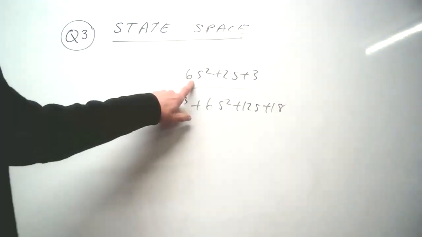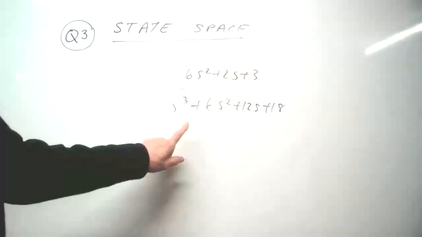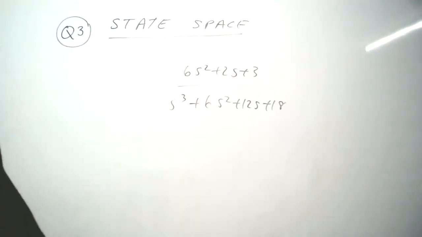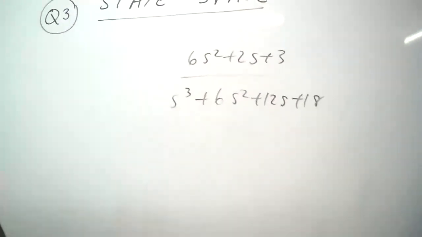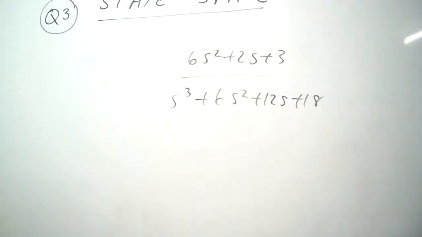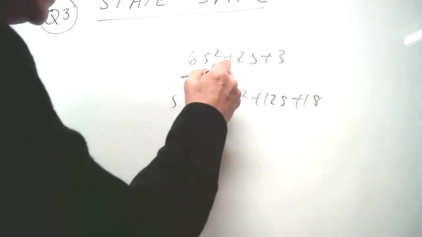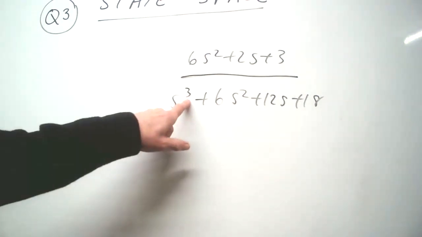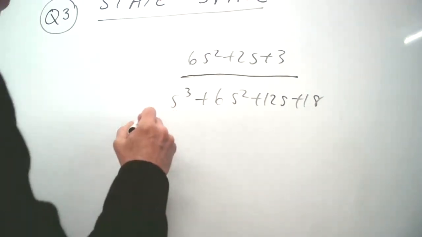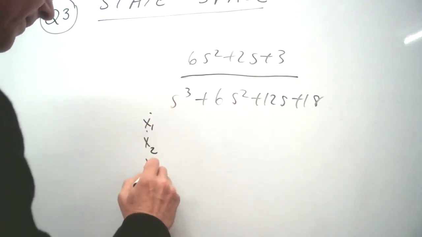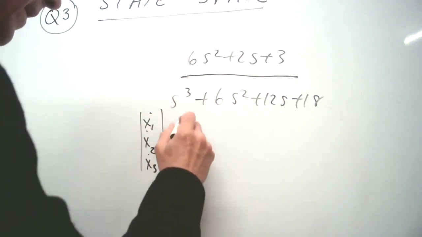So this one now is 6s squared, 2s plus 3 over s cubed plus 6s squared, 12s plus 18. There's a line there, but it's a bit better. So it's an s cubed there now, so it's a third order. So it's going to be x1 dot, x2 dot, x3 dot.